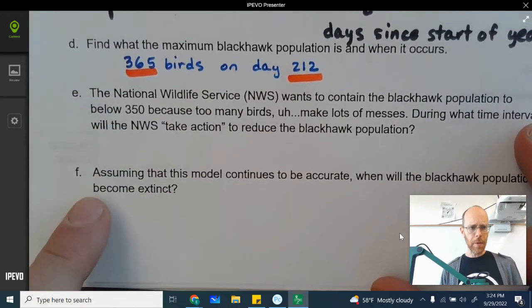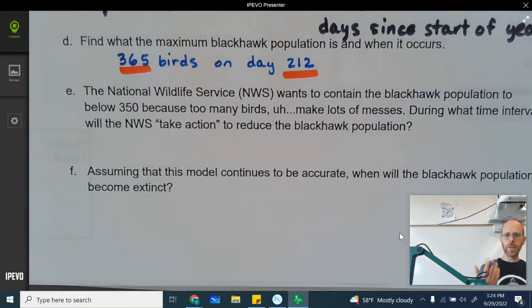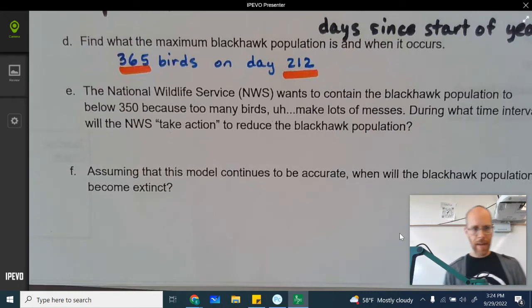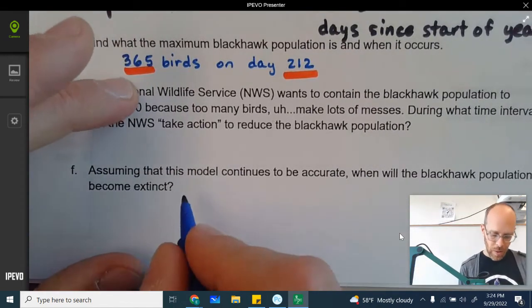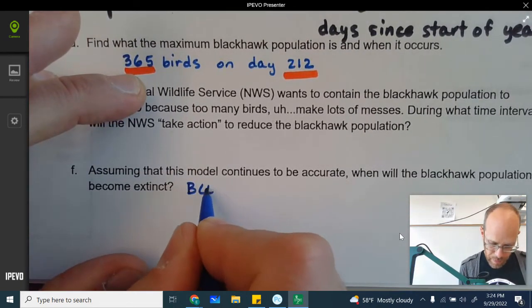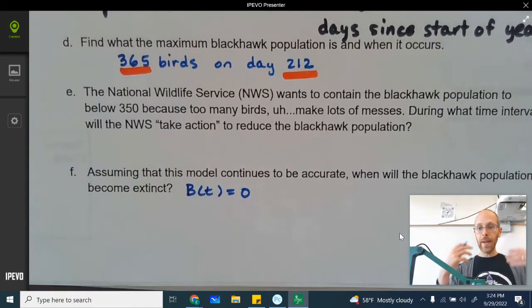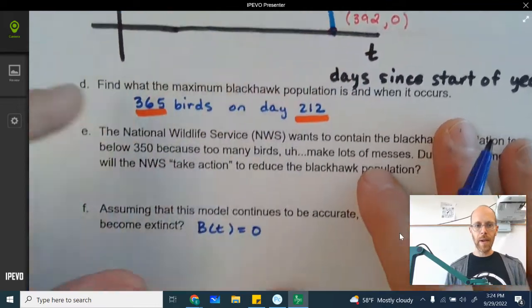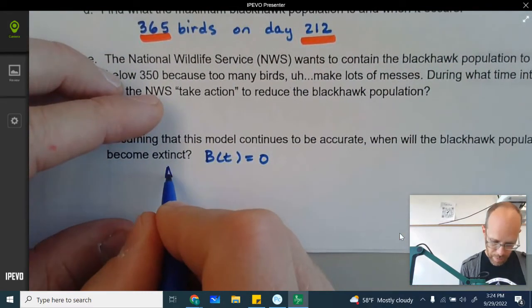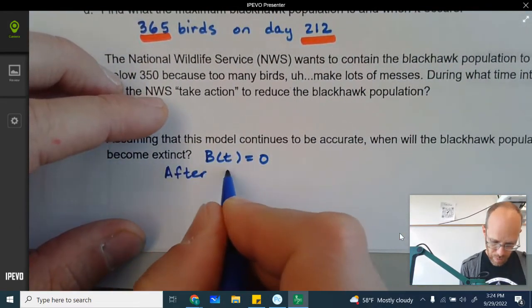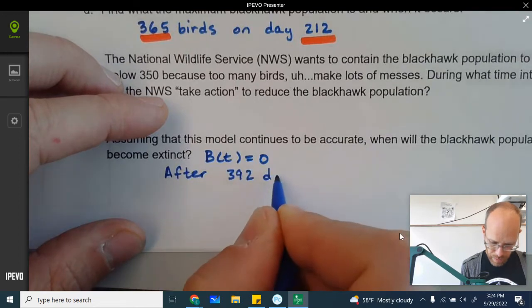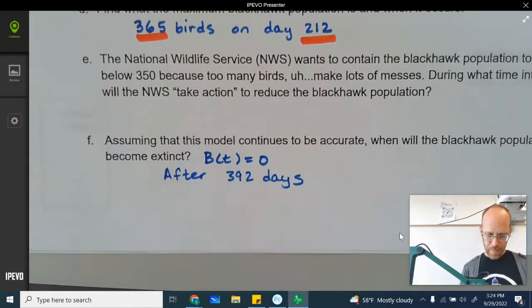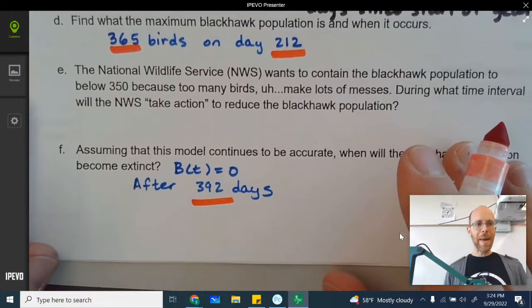I'm going to actually skip E for a second and go to F. It says, assume this model continues to be accurate. When will the Black Hawk population become extinct? Well, that would happen when B of T is equal to 0. And you know what? We already found that. It was on day 392. So after 392 days. Cool. So we got that one. Let's come back to E.